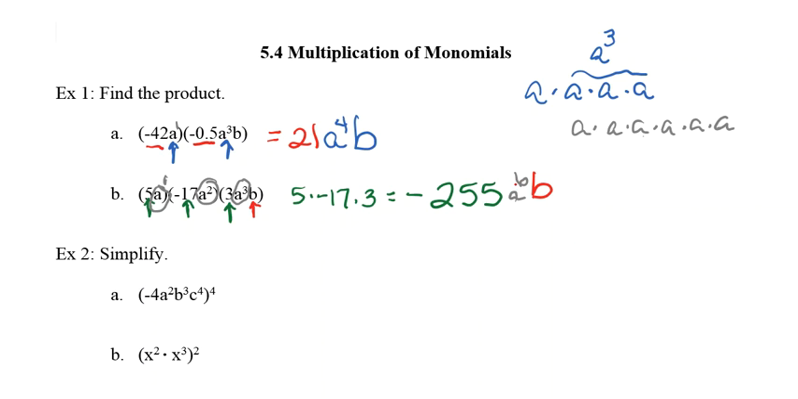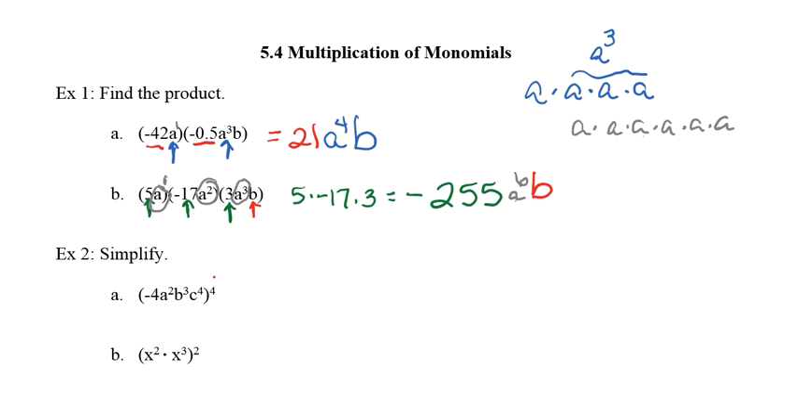In example 2, it's a little bit different. Instead of multiplying monomials out, I have a single monomial and it's to the fourth power. Powers, remember, are saying you have that term multiple times. So this one in A is saying I have 4 of these that I'm multiplying out. But I didn't want to really write it 4 times. So instead what we're going to do is take it to a power.